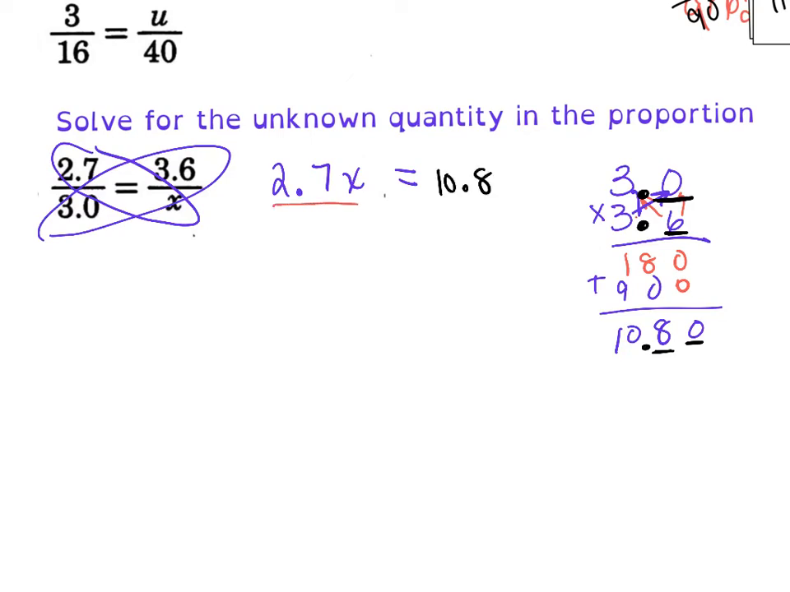Now, you've got to divide by 2.7. I'm going to show you guys a trick. I used to always get confused as to where I move my decimal when I'm dividing.